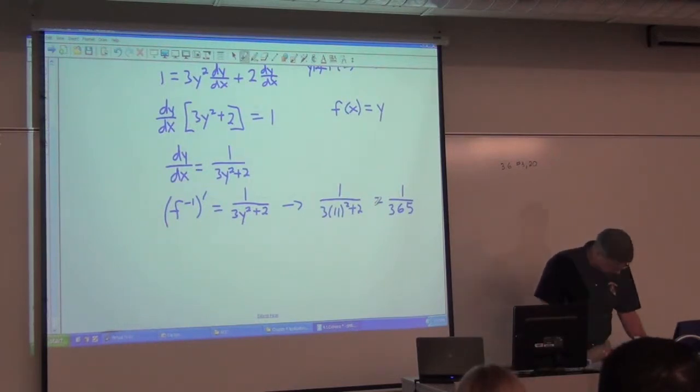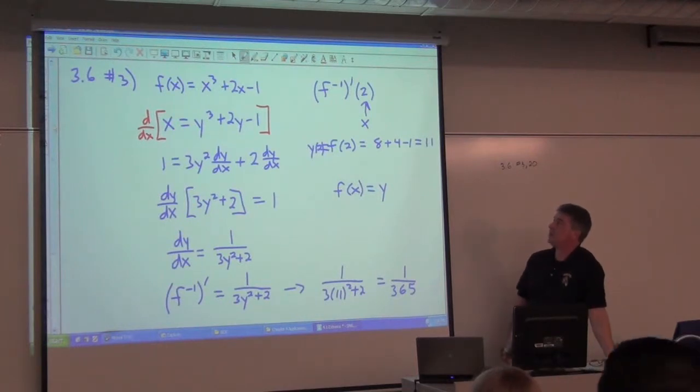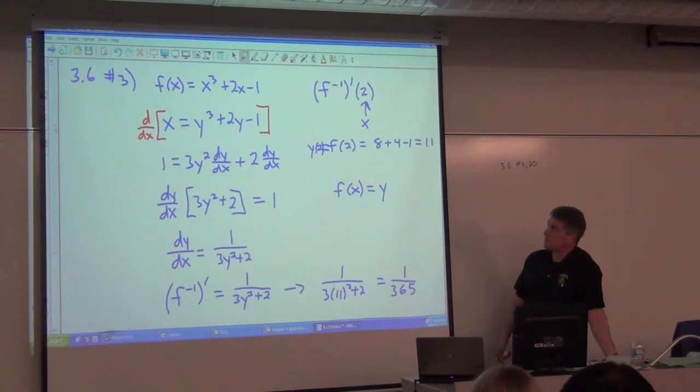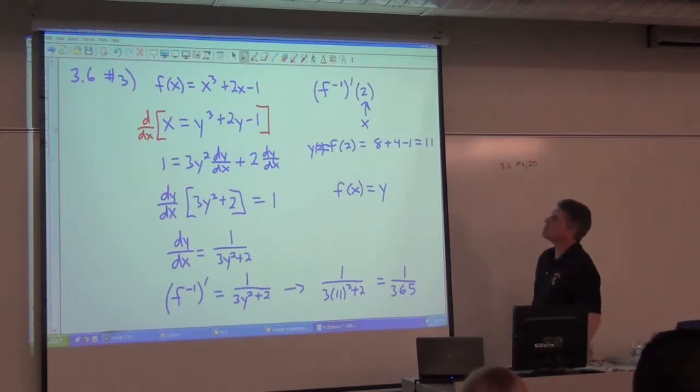Number 3 is 1/5. So there's some flaw here. What's wrong with what we did? We switched the x and y. If we could have solved for y, we would have had the inverse, but we couldn't solve that for y. So we went ahead and took the derivative, and whatever y equals is the derivative. That should have worked, it seems like.